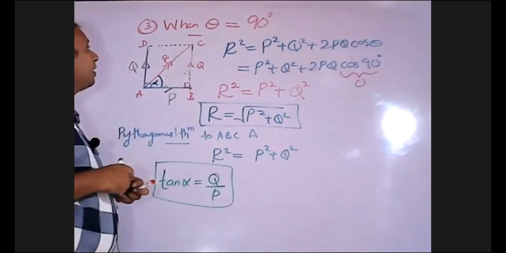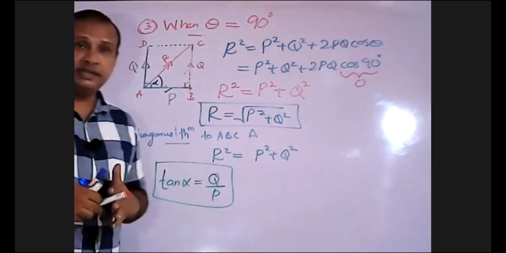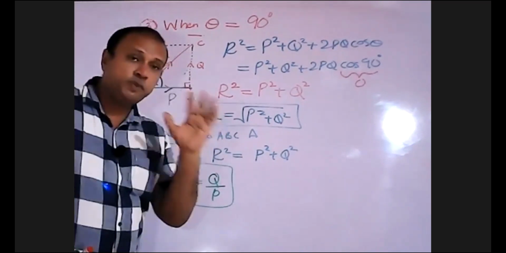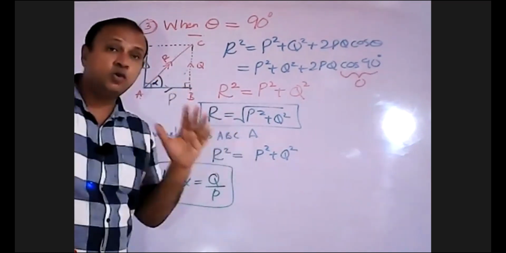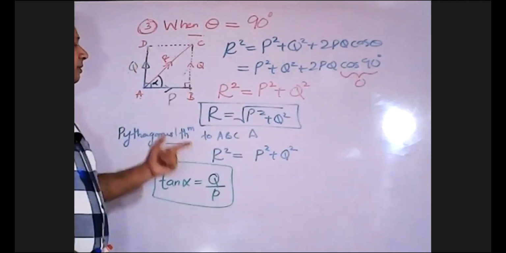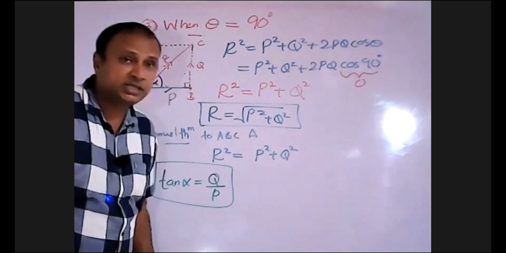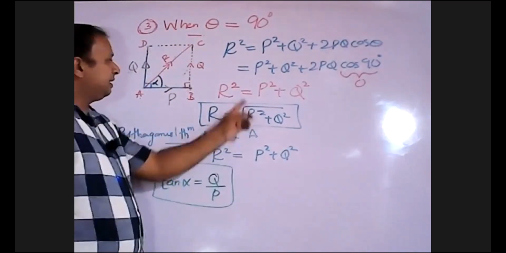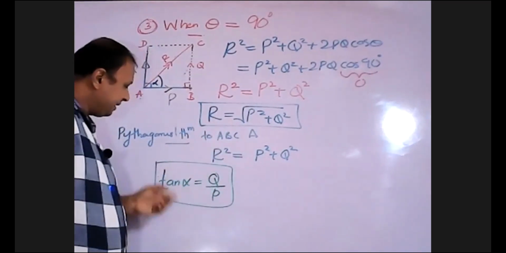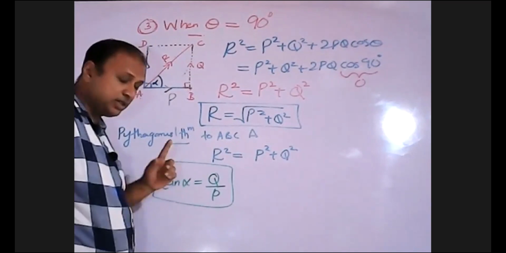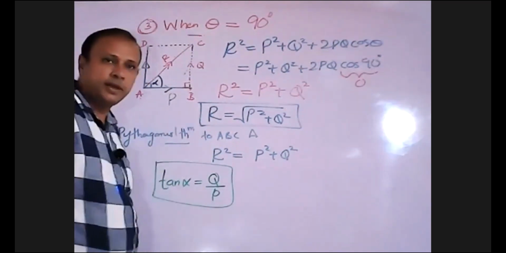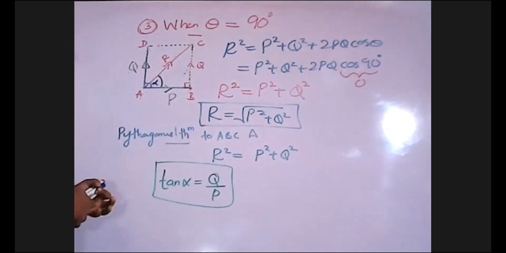So when theta is equal to 90, that means if there are two perpendicular vectors acting on the same point, the resultant of those vectors is from this equation. And the angle of the resultant force, the direction of the resultant force, can be determined using this equation. Those are standard equations.